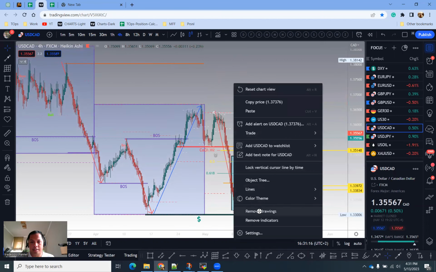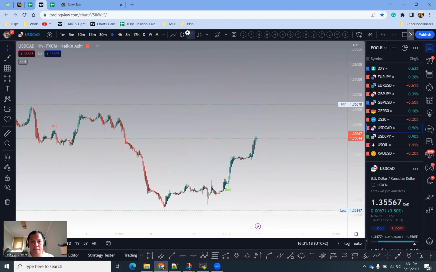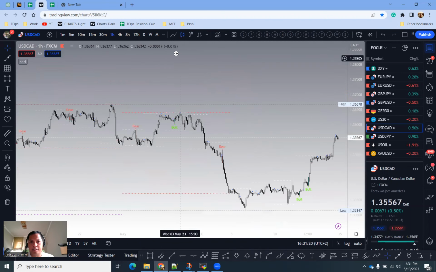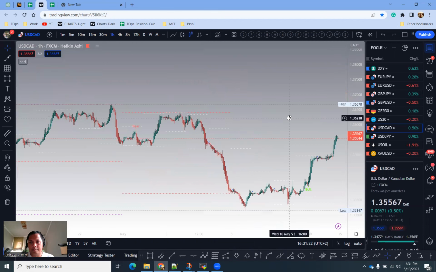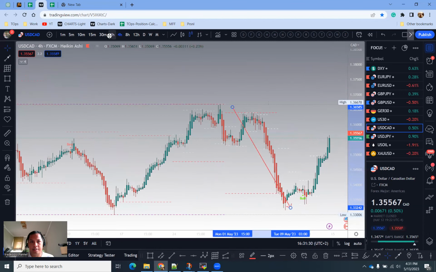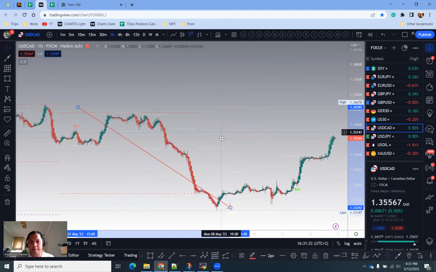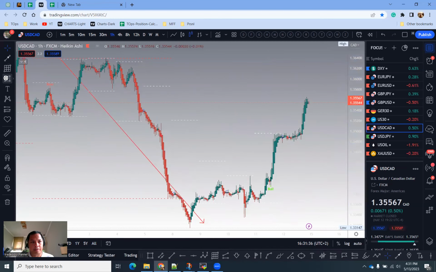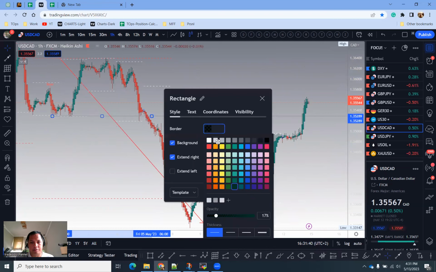Sa USD CAD, I made a good analysis on this. And ipapakita ko sa'yo na in a higher time frame, here to here, it was downtrend. But then, downtrend kasi break of the structure, di ba? So, downside to the downside break.